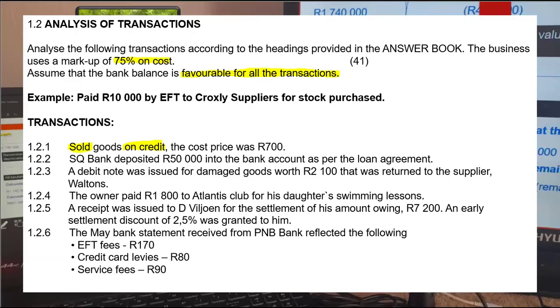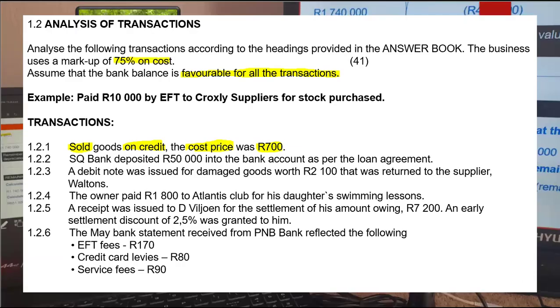Highlight sold goods on credit. They gave us the cost price of these goods, which will be 700 Rand. Ladies and gentlemen, please go to the playlist and look for a playlist written in the general journal.